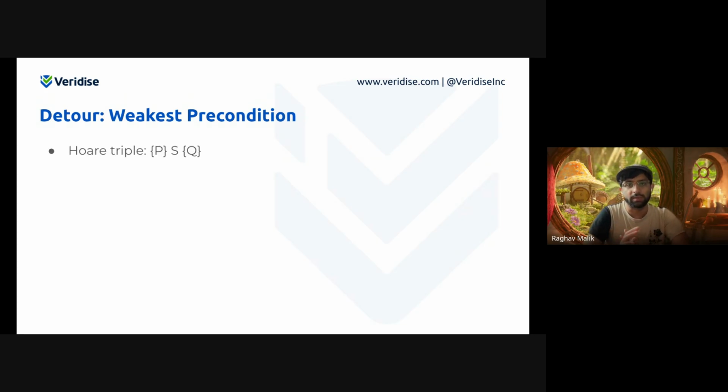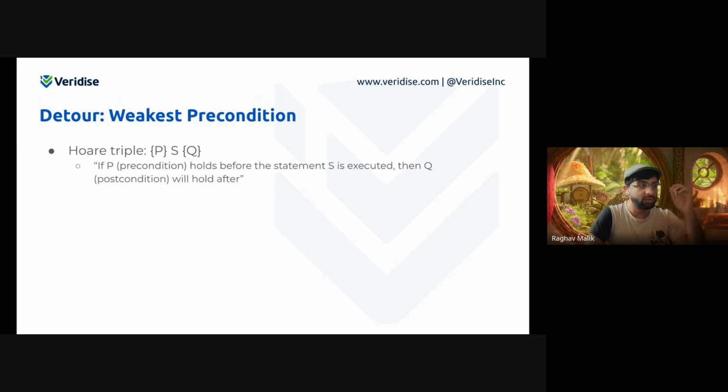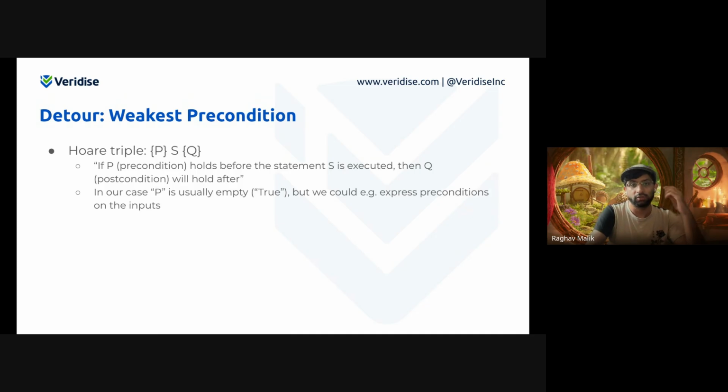So we start by representing the specification that we want to prove as this Hoare triple, P, S, Q, where you can think of P and Q as being some predicates, and S is some statement or some program. And you should think of this Hoare triple as encoding the fact that if P holds as a precondition before executing the statement, then Q will hold as a postcondition. Now, in our case, the preconditions are usually trivial, so just true or empty. But you can imagine that you have some interesting preconditions on the inputs, and that would be something that you could put there.